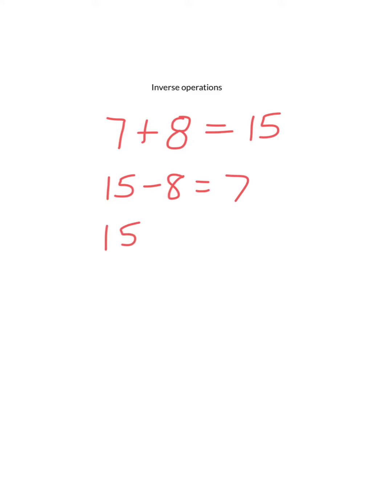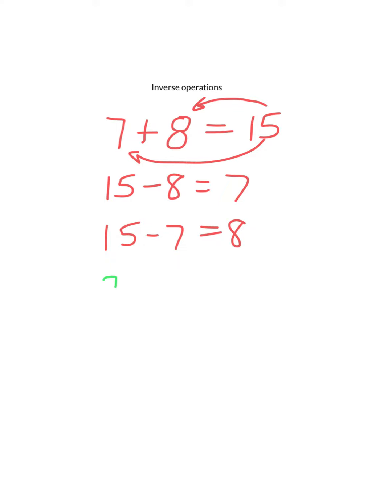So today we're going to talk about inverse operations. If somebody gave you 7 plus 8 equals 15, the inverse operation of that would be 15 minus 8 equals 7, or 15 minus 7 equals 8. So you're just taking the whole and taking away either the 8 or the 7 to find the other number. I'll give you another example.